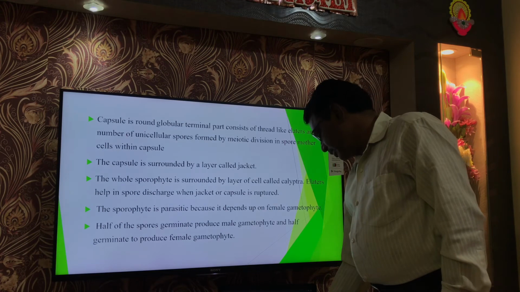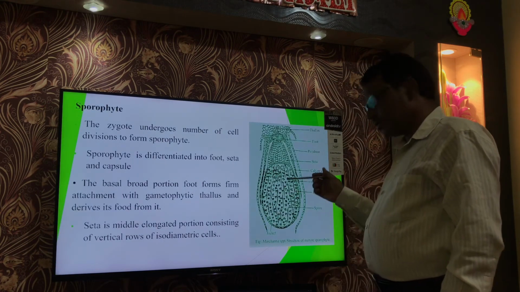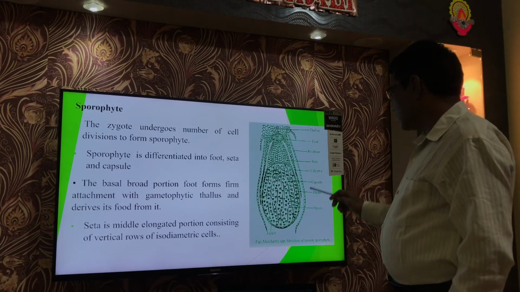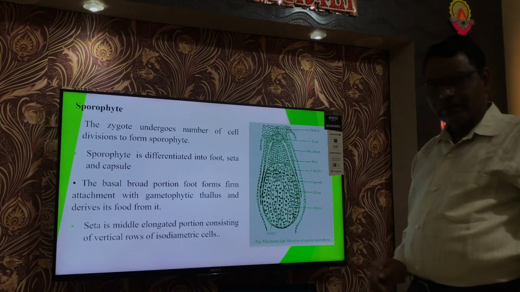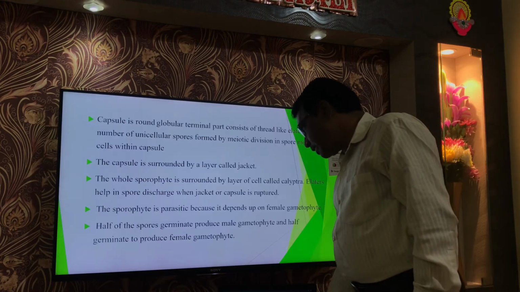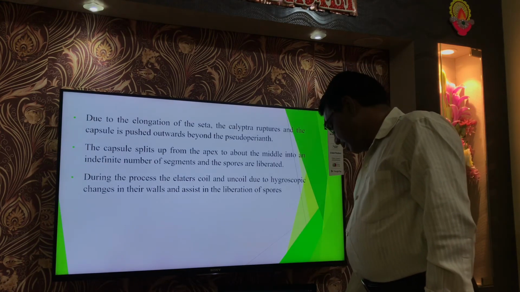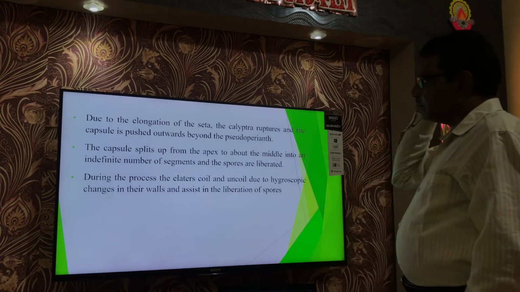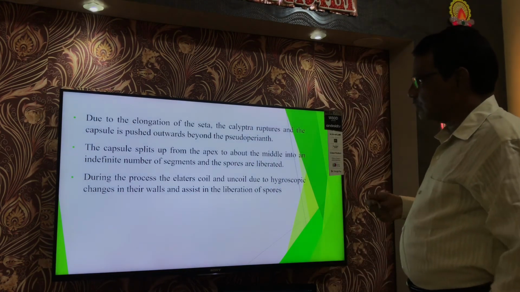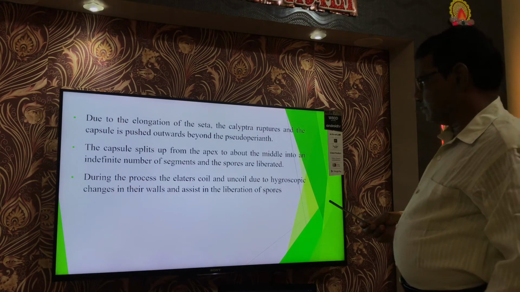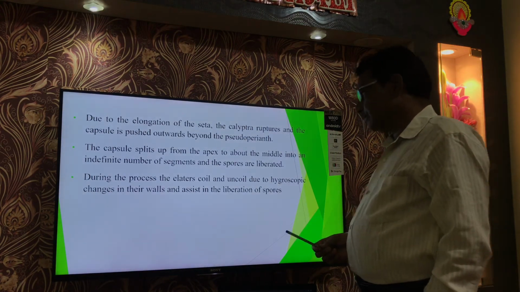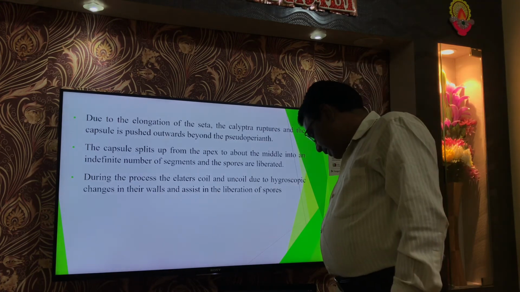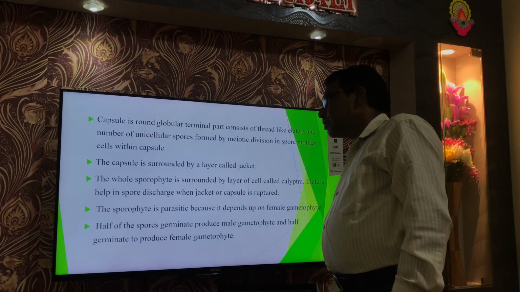and these elaters that are present here in the capsule usually help in the dehiscence of the capsule as well as the dispersal of spores in the case of Marchantia. Now here the mechanism of dehiscence of the capsule usually takes place due to the hygroscopic nature of the elaters that are present in the capsule itself.